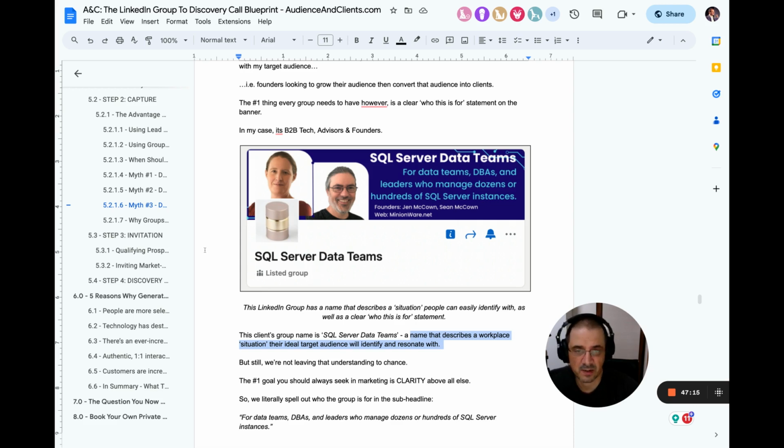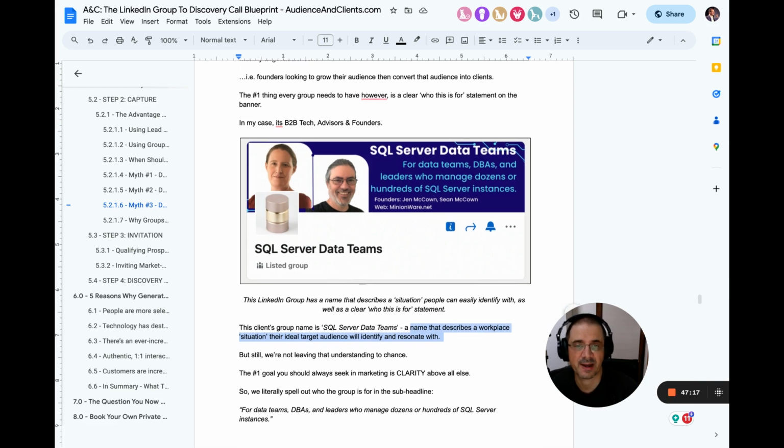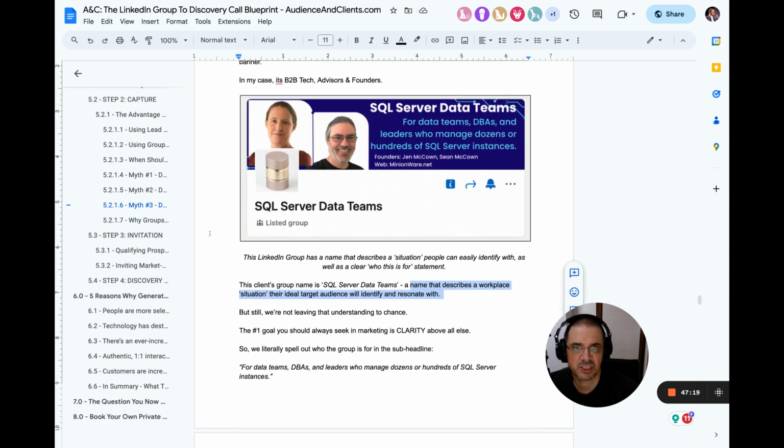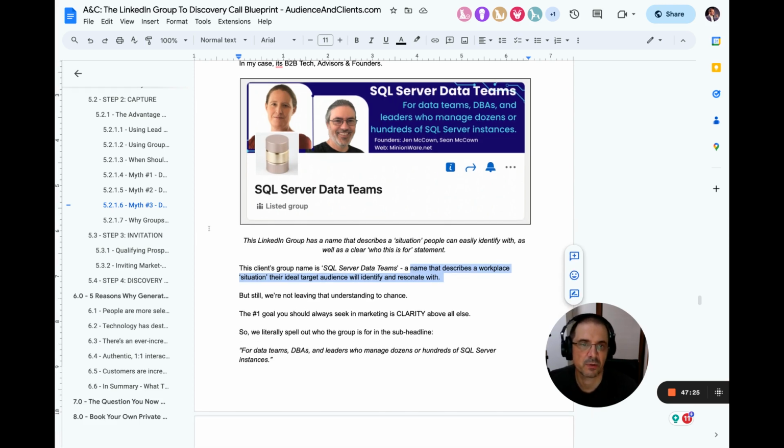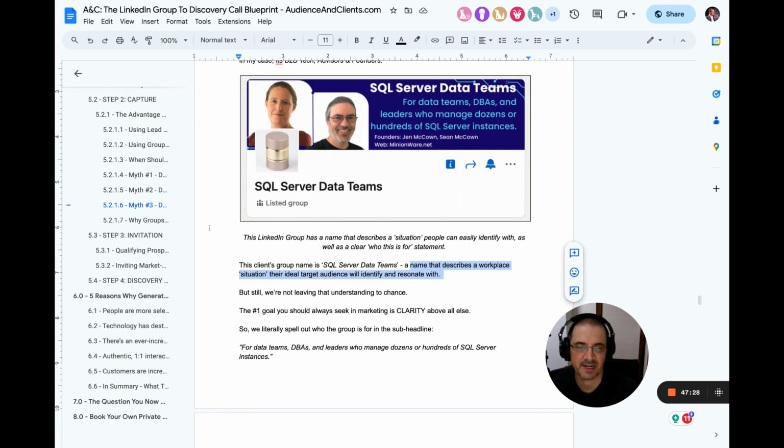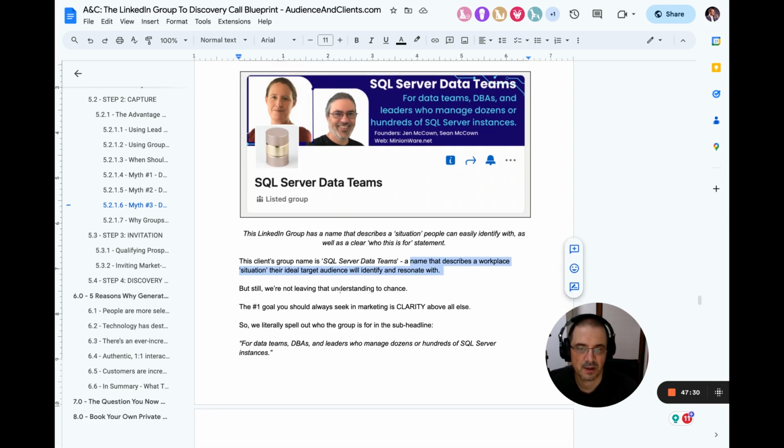It's not about the company name. It's not about the product. It's about the situation that their ideal prospect is in, because they are the people who they can serve and add value to the most. So we're not leaving that understanding to chance. Right? The goal in marketing is always to seek clarity above all else. So we spell out who the group is for in that subheadline.